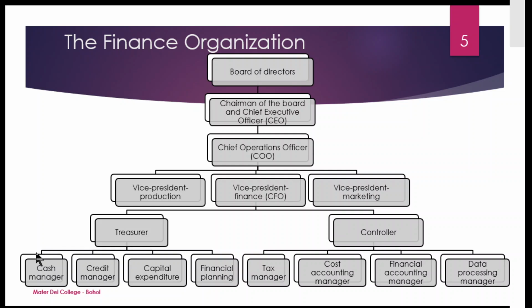Under them we also have several managers. So we have the cash manager, credit manager, capital expenditure manager, you have financial planning manager. Under the controller we have the tax manager, cost accounting, financial accounting, data processing. So primarily the controller is in charge of the preparation of the books of accounts and preparations of the financial statements and other pertinent documents for accounting.